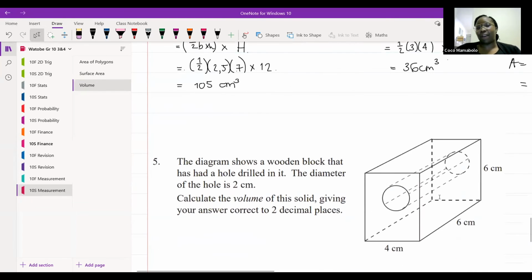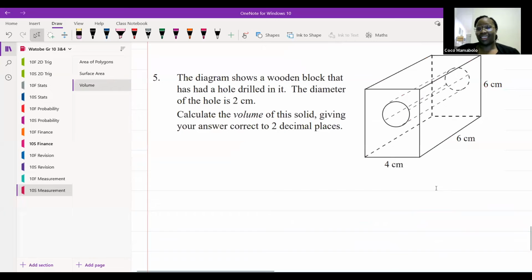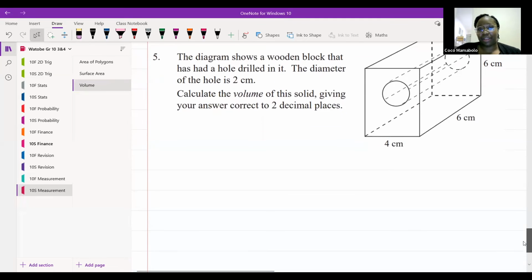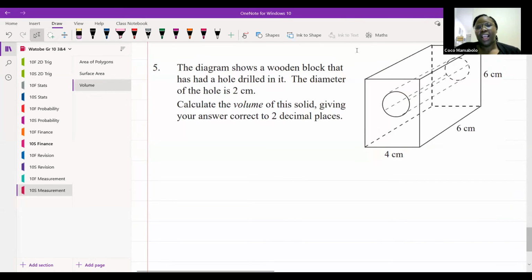Okay, all right. Here's our next challenge. It says here, the diagram shows a wooden block that has a hole drilled into it. There's a hole drilled in our block. The diameter of the hole is 2 centimeters. Calculate the volume of the solid, giving your answer correct to 2 decimal places.